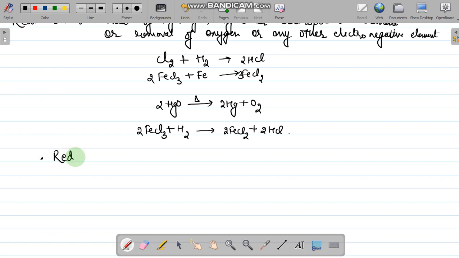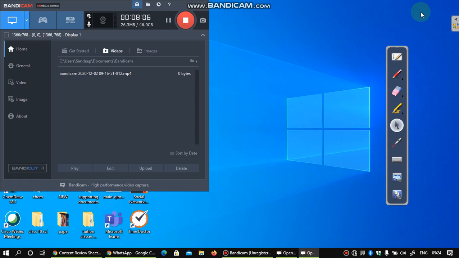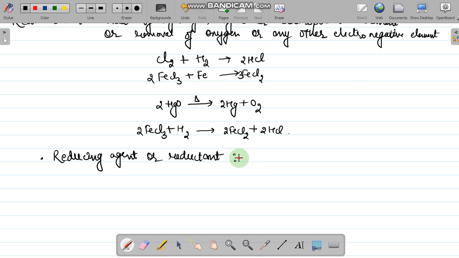So the fourth definition is the reducing agent, or reductant. A substance which provides hydrogen, or a substance which is responsible for removal of oxygen, is called a reducing agent, or reductant. For example, H2, H2S, Fe, Cu, C, CO, sodium: they all are reducing agents because they bring about reduction reactions. This was the brief introduction, or recapitulation, which we already did in grade 10.